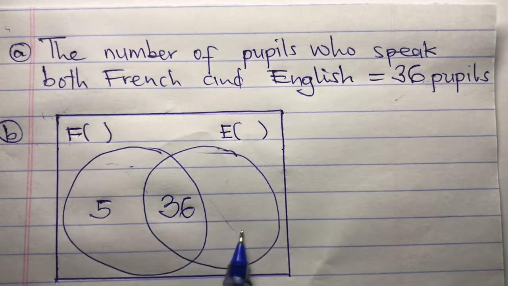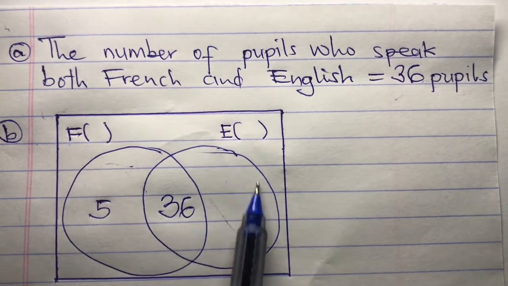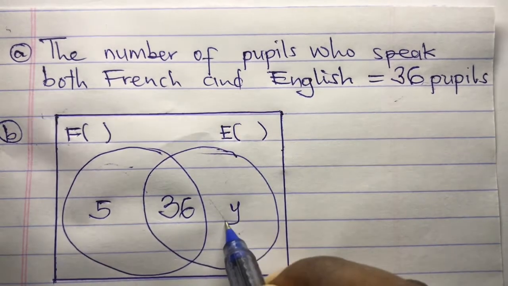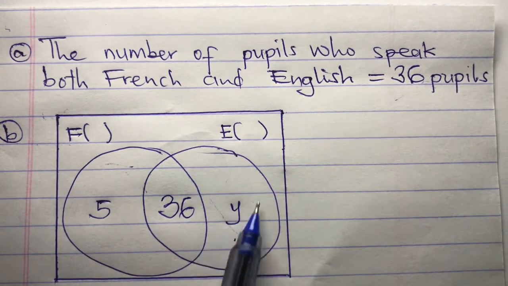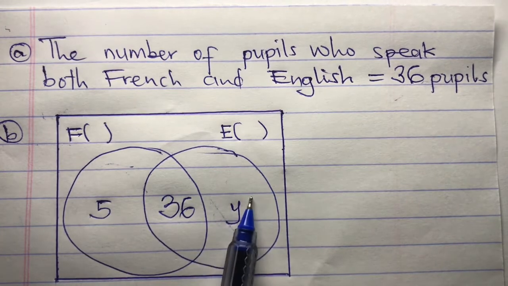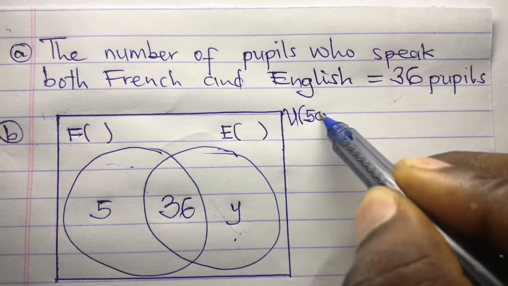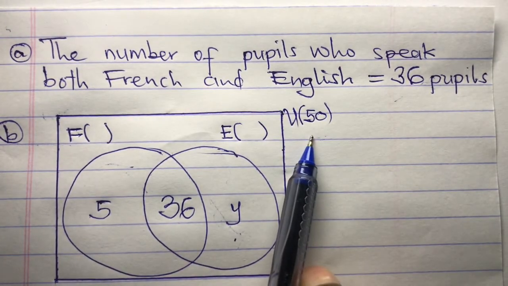And over here, this is the region that represents those who speak only English. We don't know that particular region. So I will use any variable to denote that particular region. Let's say Y. Okay. Let Y be the number of people who speak only English. So Y over here. And then we have the universal set to be 50. That is the total number of pupils in the class. I believe we have followed.